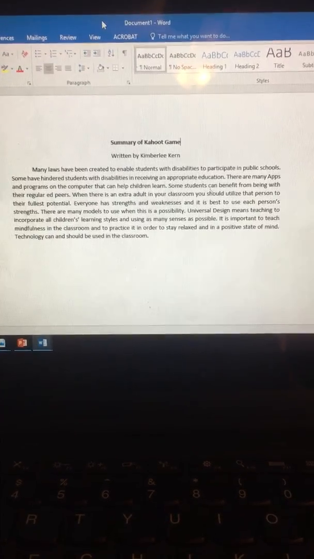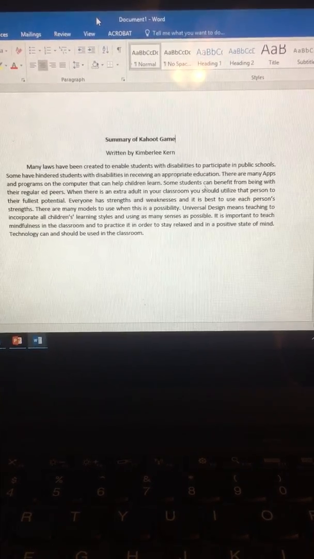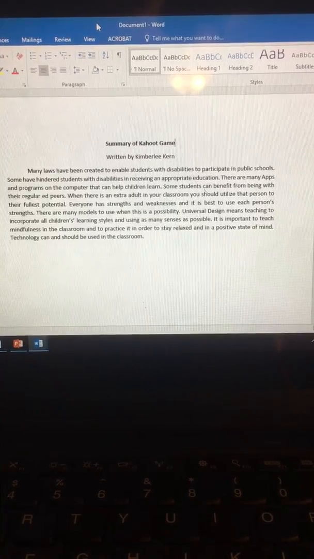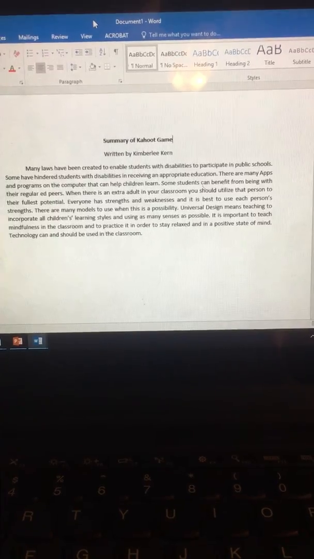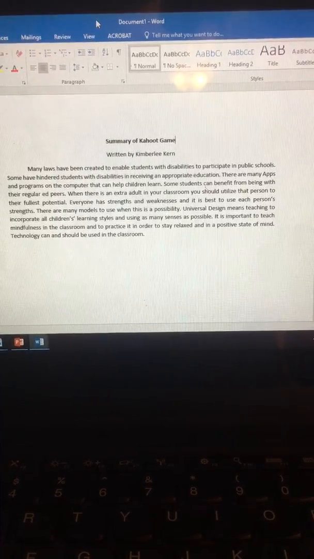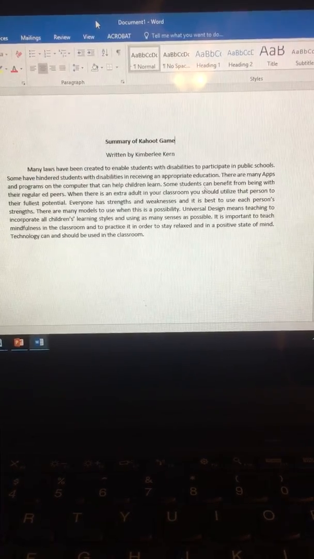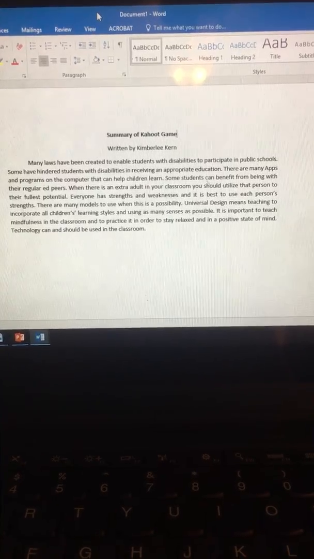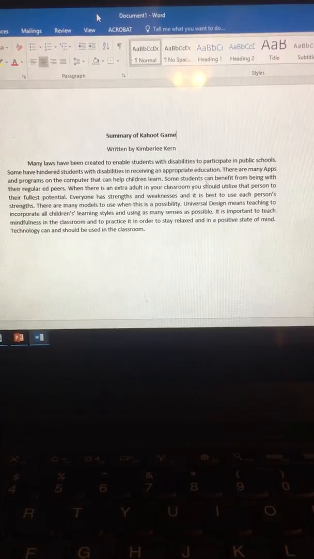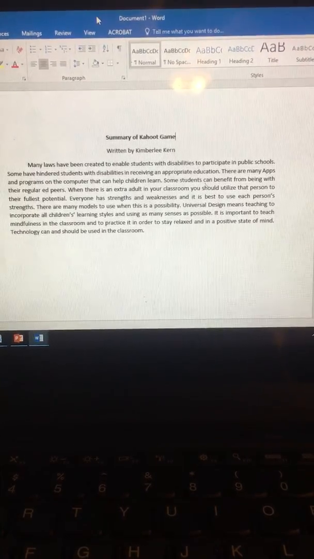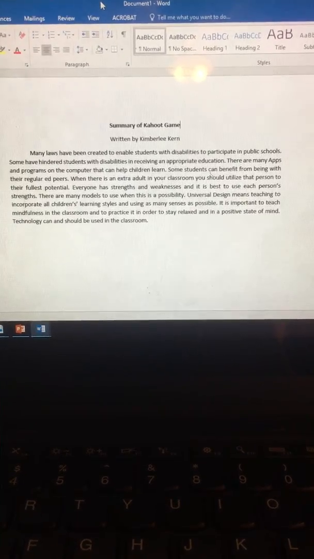When there's an extra adult in your classroom, you should utilize that person to their fullest potential. Everyone has strengths and weaknesses, and it is best to use each person's strengths. There are many models to use when this is a possibility. Universal design means teaching to incorporate all children's learning styles and using as many senses as possible.